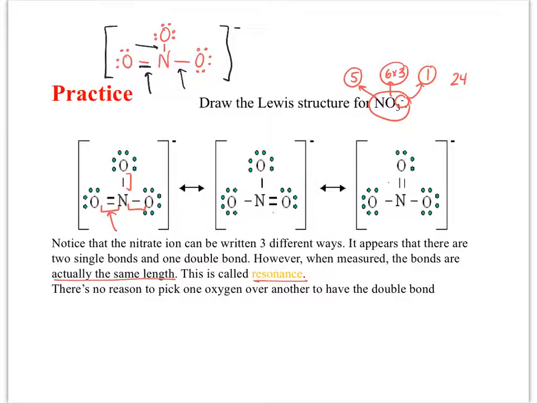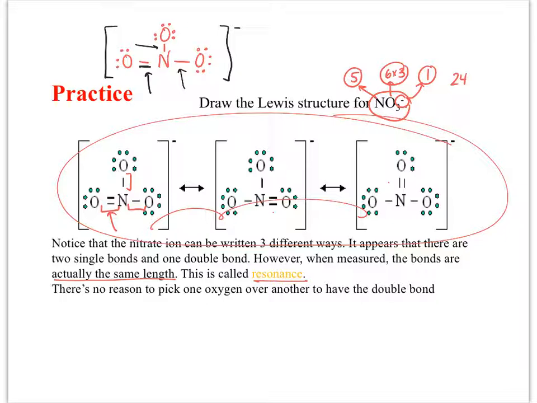So what happens is the true structure of this nitrate polyatomic ion is like a hybrid of all 3 of these. If I overlaid all of these structures onto each other, I have this blending in bond length between what would be a single and a double bond.